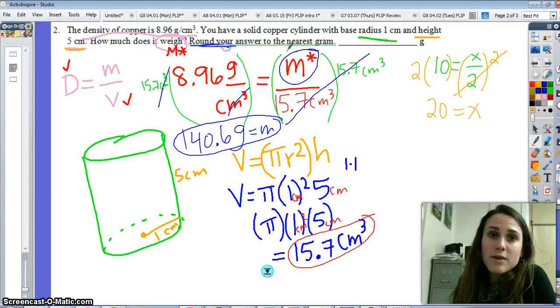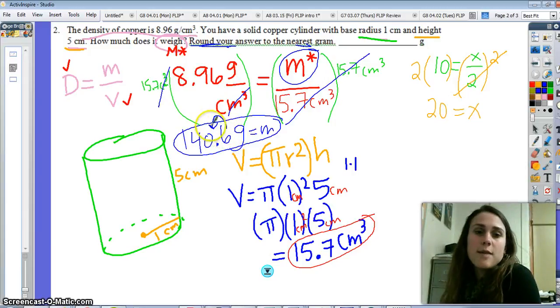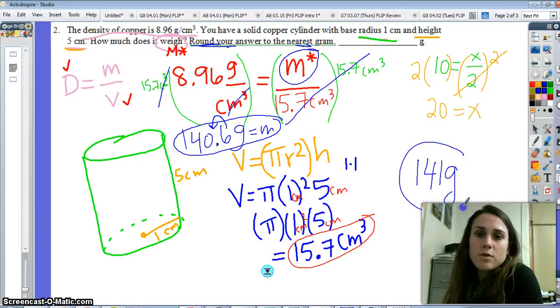I'm being asked to round to the nearest gram. They mean the nearest whole gram. This tenths place is greater than 5, so that means I can round the next place up 1. So I'm left with 141 grams.